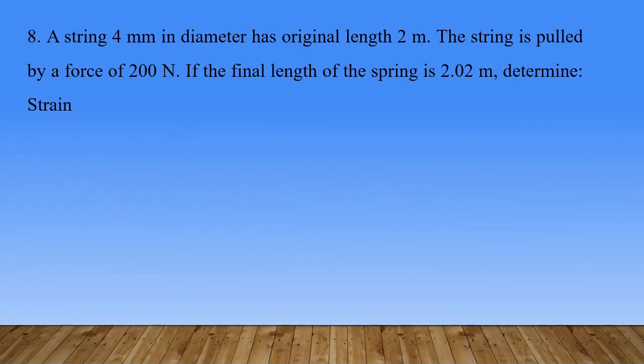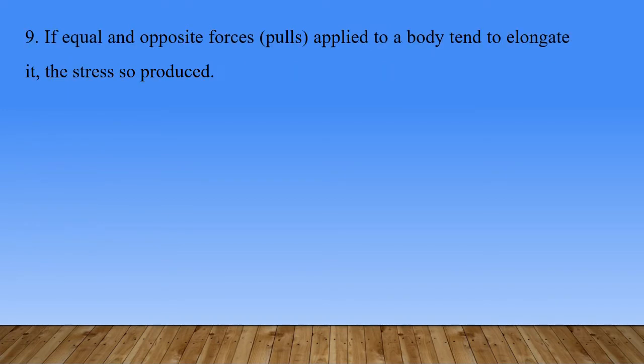Question number 8, a string 4 mm in diameter has original length 2 meter. The string is pulled by a force of 200 Newton. If the final length of string is 2.2 meter, determine strain. Option A, 1. Option B, 1.01. Option C, 1.01111. Option D, 1.0001. So the correct answer is option B, that is 1.01.